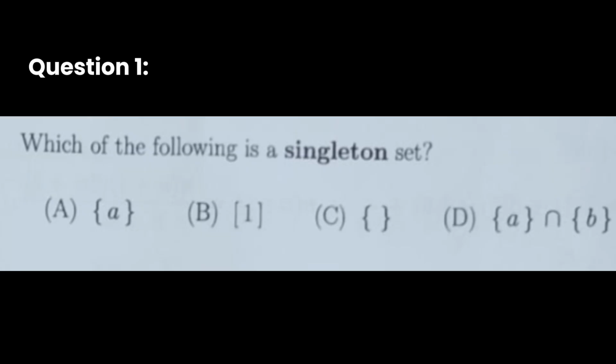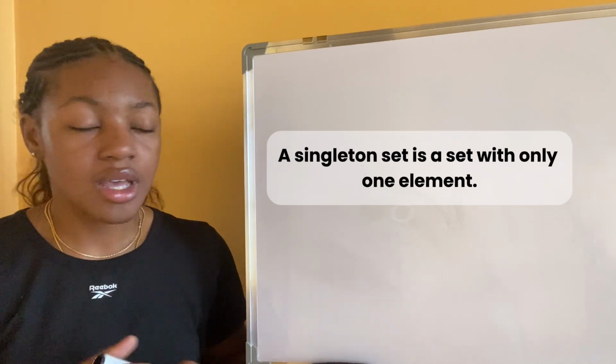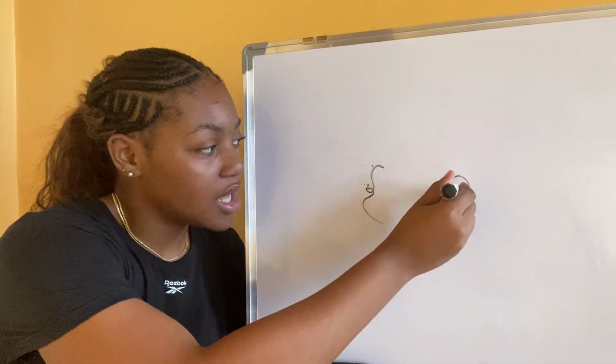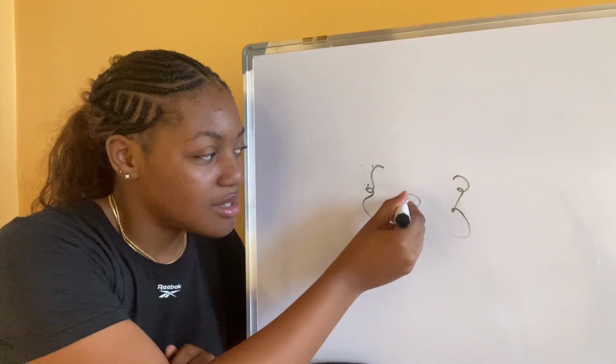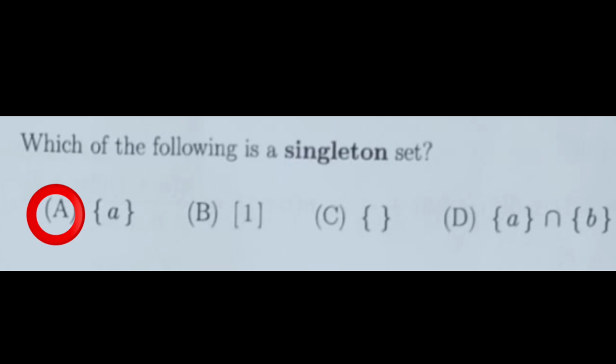Question 1. Which of the following is a singleton set? So a singleton set is simply a set that only has one element. So we should know that a set is usually represented by curly brackets, and of course we're going to have the element in the middle. Therefore, the answer to our question here is option A.